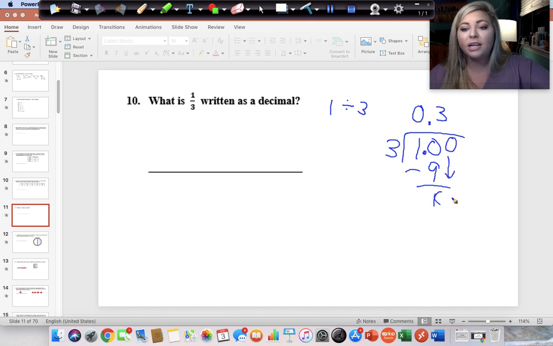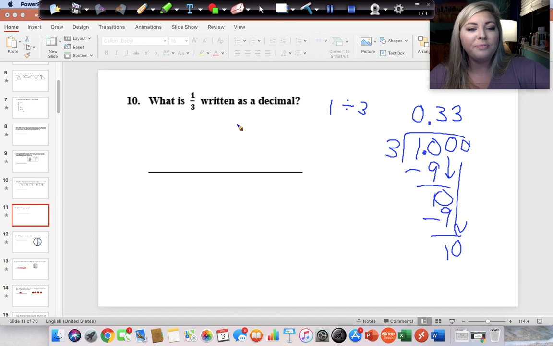Annex another 0 and bring it down. 3 goes into 10 3 times. 3 times 3 is 9. Subtract and we get 1. Notice a pattern is developing, right? So we could keep going on and on, but it would really never end because this is a repeating decimal. So this is written as a decimal 0.3 with a bar notation over the 3 representing that it is a repeating decimal.